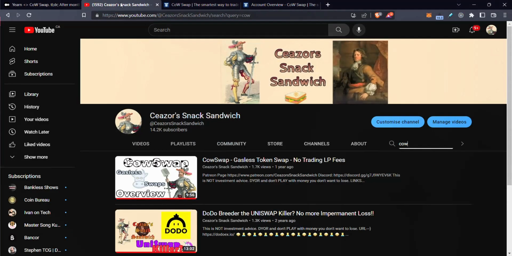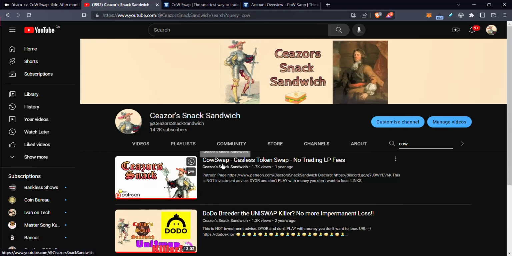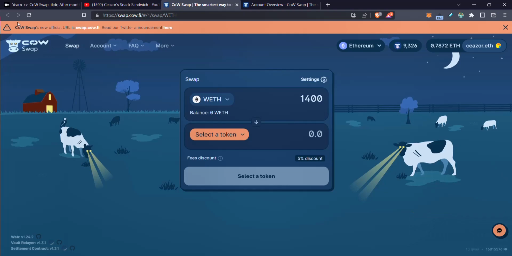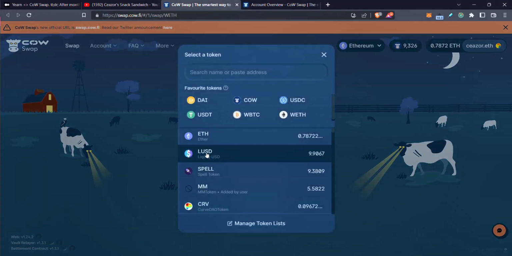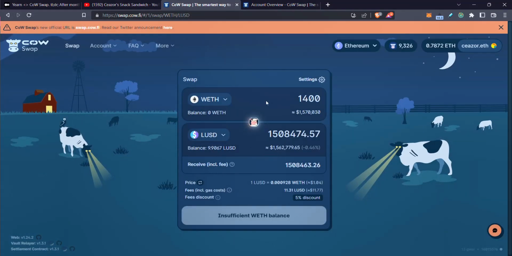I did do a video a little while ago, about a year ago, on COWSwap, and I would suggest you check this out because it is a unique system in itself, and it is worth using. I use COWSwap all the time for almost all of my trades. The UI is very straightforward. I just want to swap ETH for whatever, LUSD, whatever tokens you want, and it'll quote you. But when you swap, there's no gas.